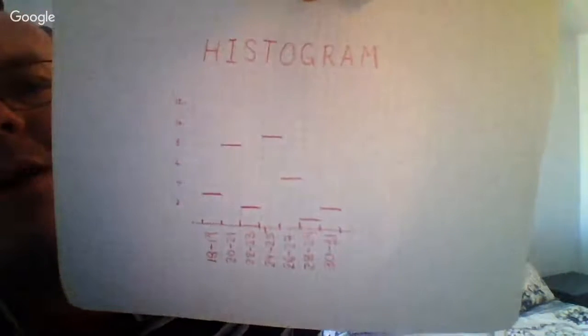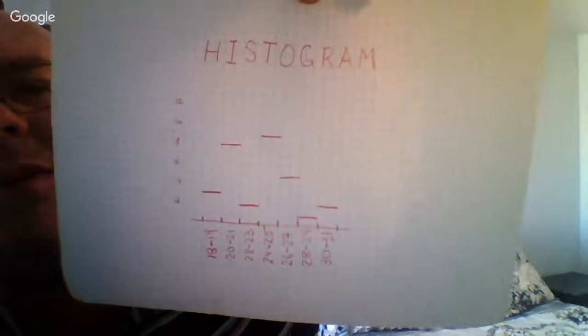26 and 27 has 5. 28 and 29 has 1. And 30 and 31, we didn't have any 31s, but I had 2 30s, so we have 2 there. Okay, so you can see where I've drawn the tops of my histogram bars.